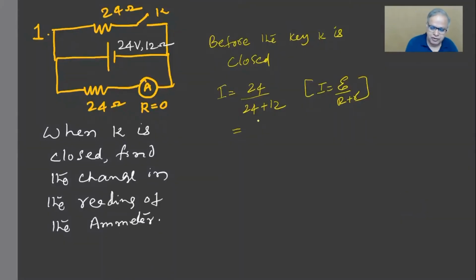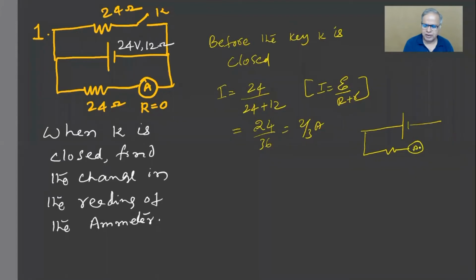Okay, 24 divided by 36. How much is it? 2/3 amperes. And all this 2/3 amperes will flow through the ammeter, will it or not? Because the circuit is a simple circuit like this. This one we have the ammeter. Now current will flow like this. How much is this? 2/3 amps.